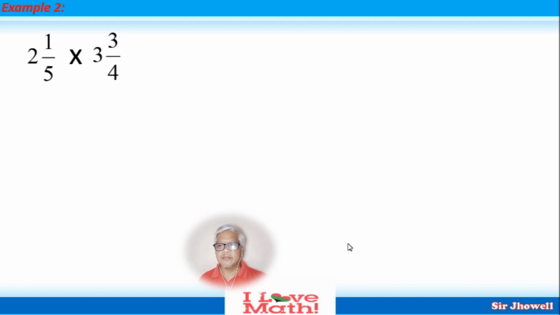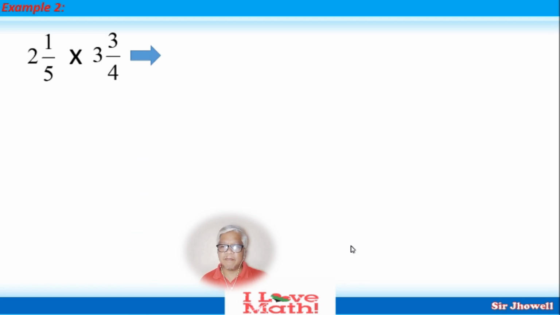Example number 2. 2 and 1/5 times 3 and 3/4. Dalawang mixed numbers. Now, since merong mixed number na given, ang gagawin natin, i-convert muna natin into improper fraction. Okay? Unahin natin yung 2 and 1/5.